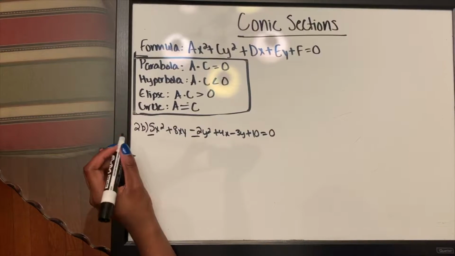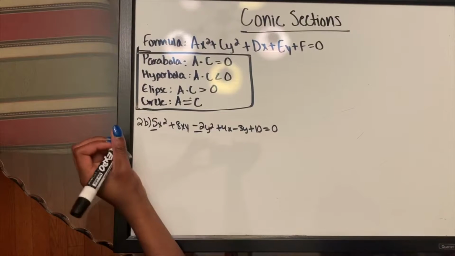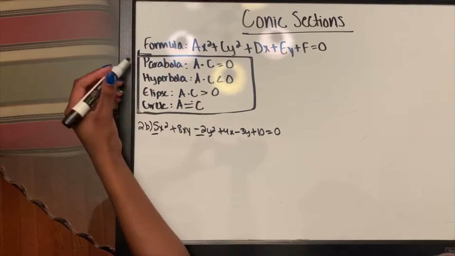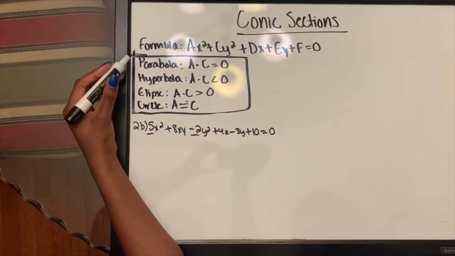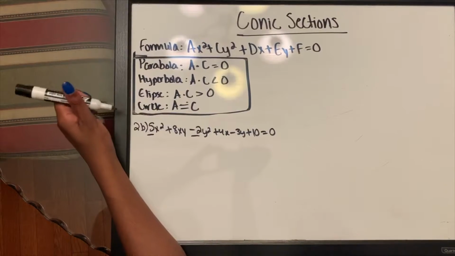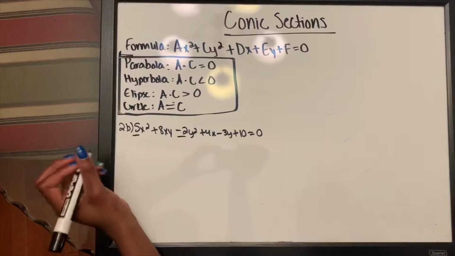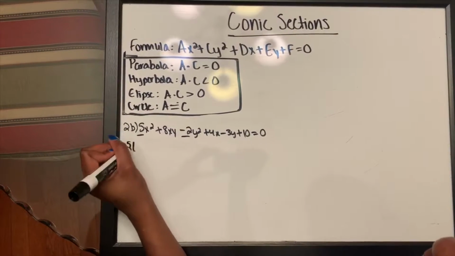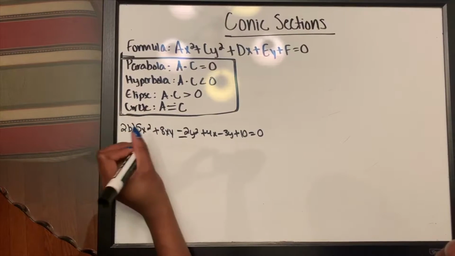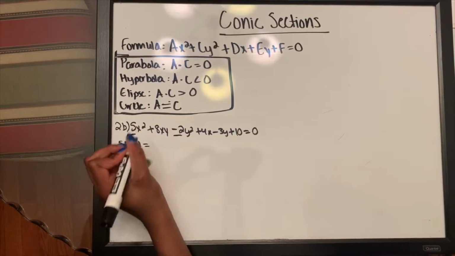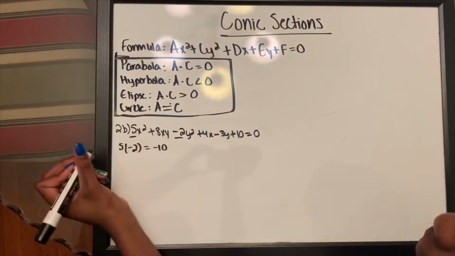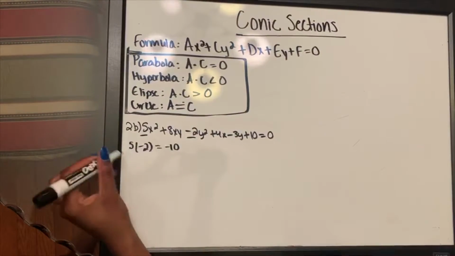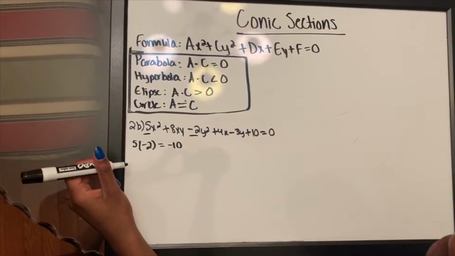So you found A and C. Let's go through these set of rules to determine whether it is a parabola, hyperbola, ellipse, or a circle. First, for the parabola, A, which is 5, multiplied by C, which is -2, would have to equal 0, but in this case, it equals -10. So this would therefore not be a parabola.